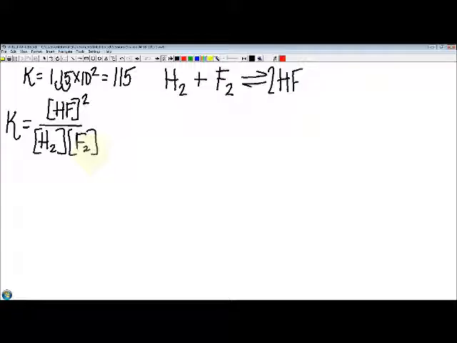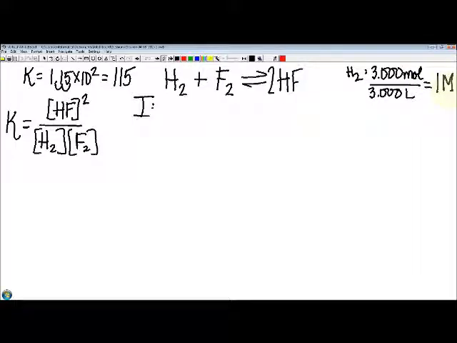Step 3, we need to list the initial concentrations in the ICE chart, in the I row. So initial is our I. Well, for this problem, we are given moles and we are given liters. So we need to solve for our molarity to plug in. Okay? So for H2, it was 3 moles, and it's a 3-liter container, so that would be 1. I'm just going to shorten it for now. We'll do sig figs at the end. Okay, so that will go into my chart, 1 molar.